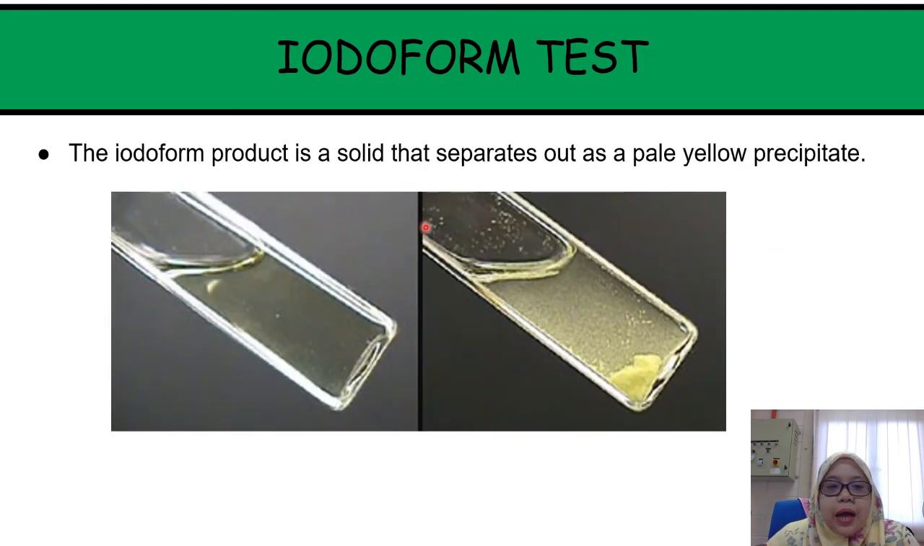The iodoform product is a solid that separates out as a pale yellow precipitate. When you see the pale yellow precipitate here, this is the iodoform, CHI3, as a pale yellow precipitate.